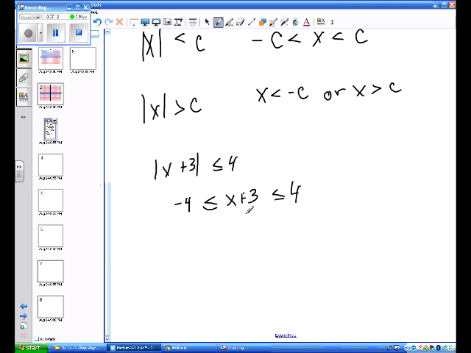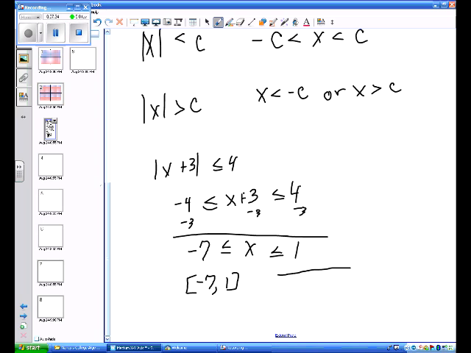Now we solve. So we're going to subtract 3 from all of our parts, which gives us negative 7 is less than or equal to x, and x is less than or equal to 1. So it's all the values between negative 7 and 1, and it includes negative 7 and includes 1. So there we have it in interval notation on our graph. We have negative 7, 1, and then we would simply use our square braces and what's between them.